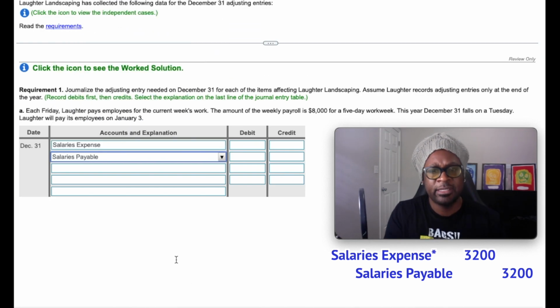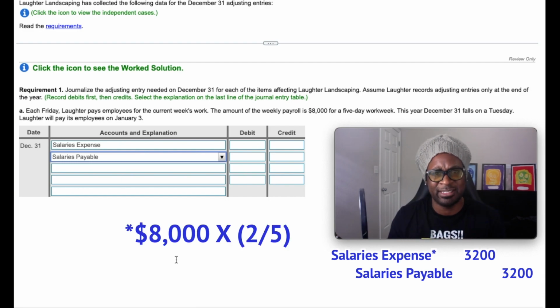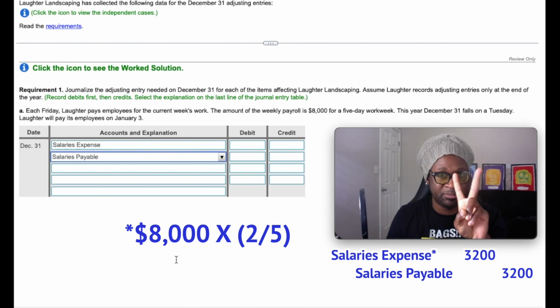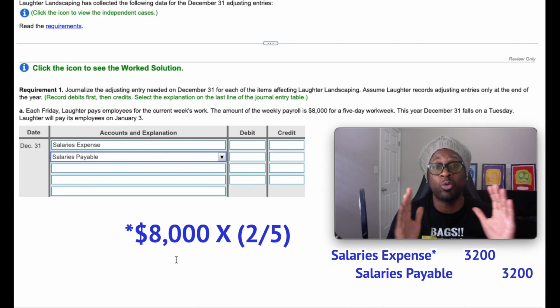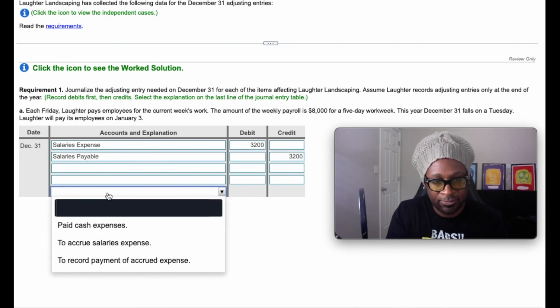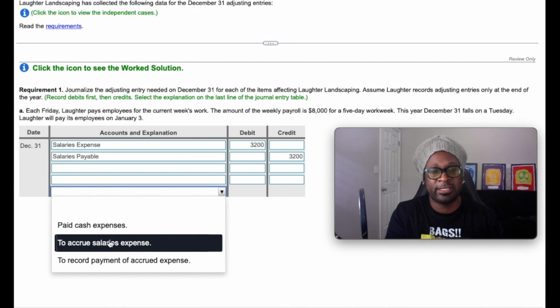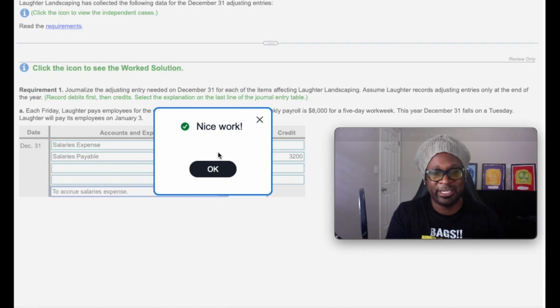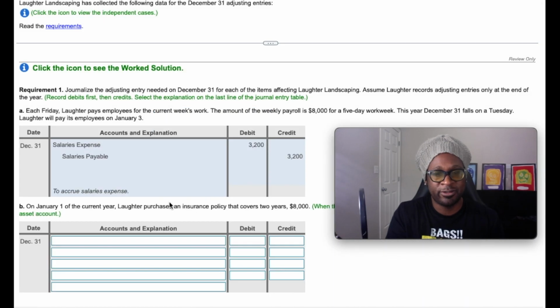Now, gang, we should know how to properly calculate this. We're going to take the total amount, which is $8,000, multiply it times the days in which is owed, which happens to be 2, Monday, Tuesday, divided by the total work week, which we know of 5 days. So that's going to give us an amount of $3,200. And of course, that would be to accrue salaries expense. We're going to check the answer. Nice work, gang. Moving on.